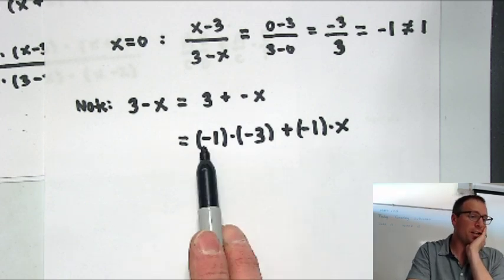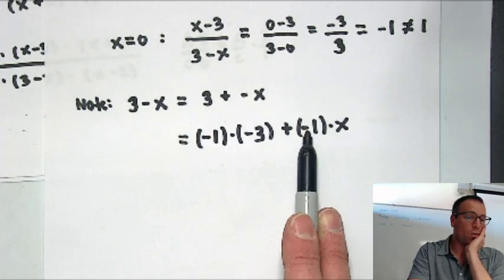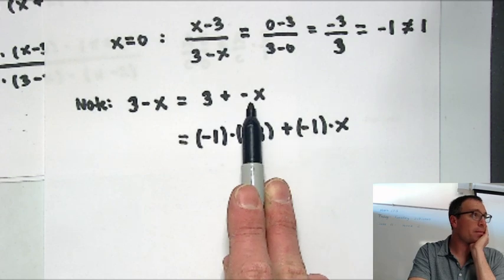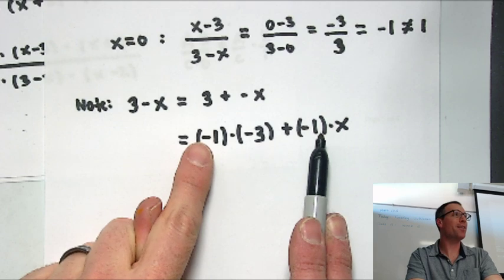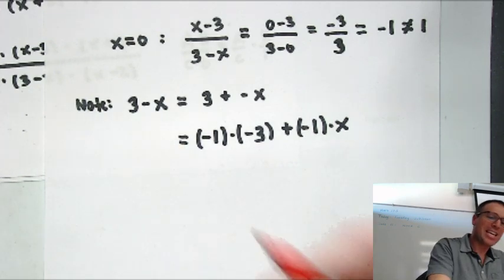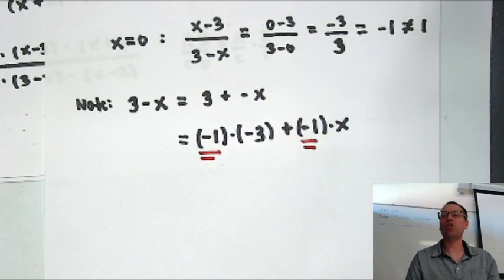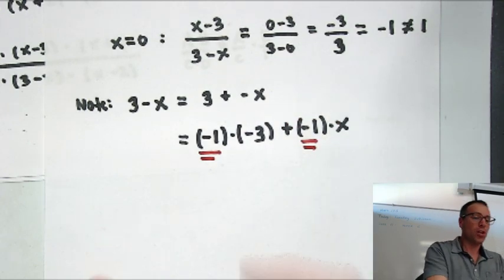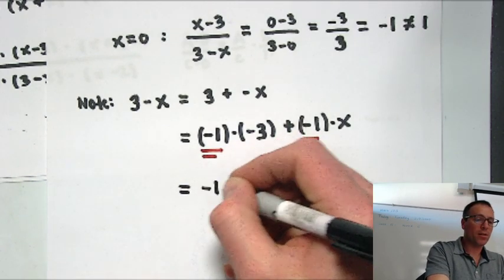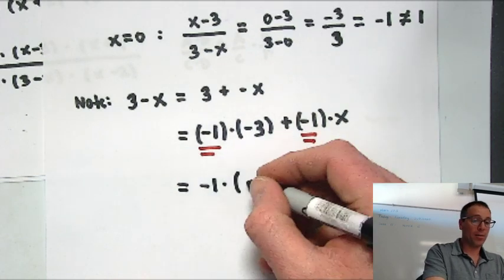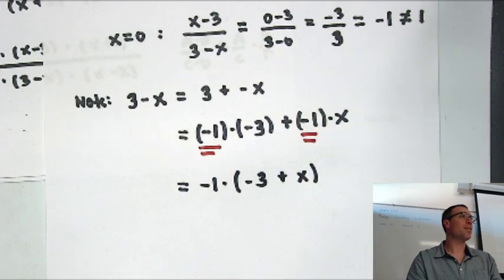What did I just do there? What is negative 1 times negative 3? What is negative 1 times x? So literally, I just rewrote that line with a factor of negative 1 in it, right? Okay. What do you notice here? What do both terms in the addition share? Negative 1. If both terms share a negative 1, what can I do with it? Factor it, right?